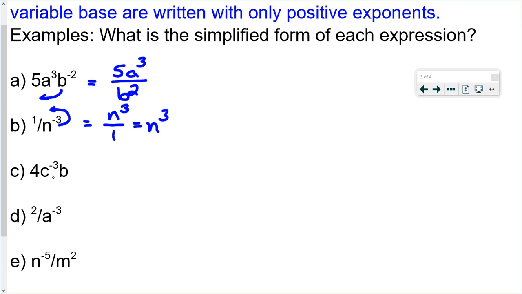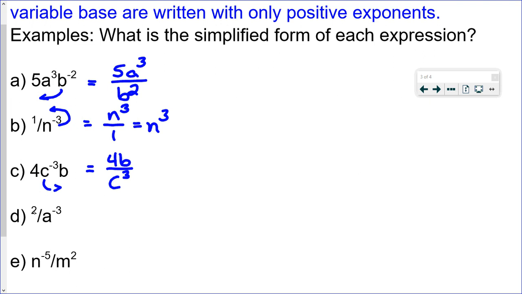All right, so again, none of these things are connected. These are all separate things. This is a 4 times c to the negative third times b. The 4 and the b are fine. It's only the c that needs to get moved down to the denominator. So I'm going to leave the 4 and the b in the numerator and move the c to the denominator and change the exponent to positive. So once you get it simplified and you don't have any negative exponents, then you're done.